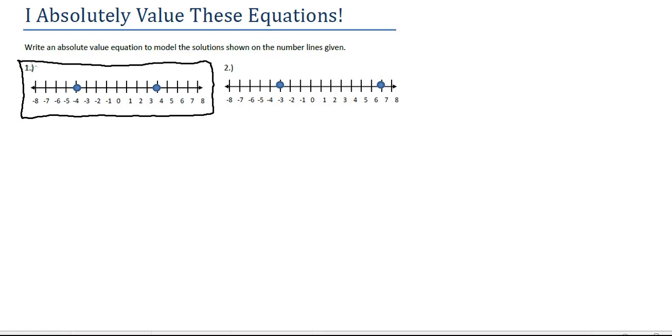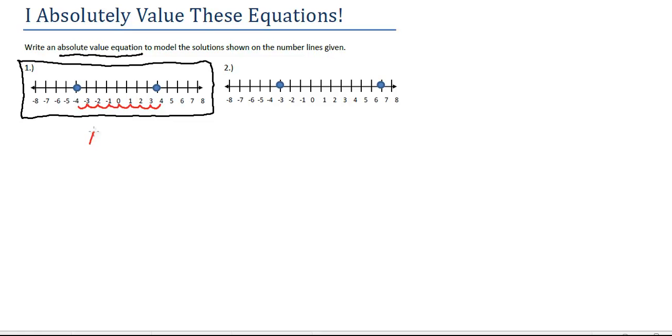Alright, so what we have to do here is write an absolute value equation that would have these solutions on it. Absolute value equations, we're talking about distance. So the first thing I want to do is find the distance between these two points. I've got 1, 2, 3, 4, 5, 6, 7, 8. So there's a distance of 8 between both of these points.